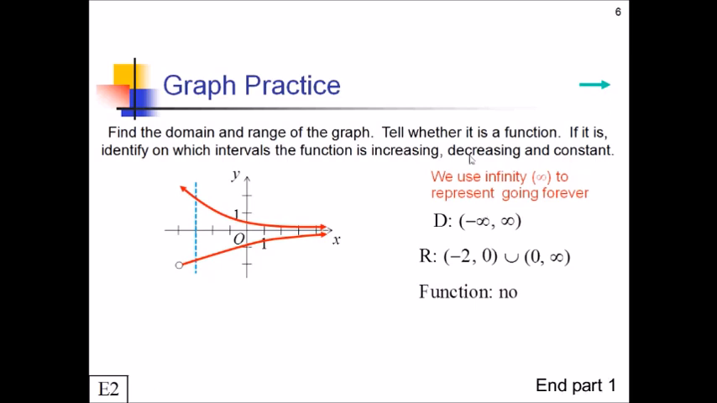And if it's not a function, we don't have to tell increasing, decreasing, or constant, which is a good thing, right? Because this interval here, am I increasing or decreasing? Well, it depends what part of the graph you look at.